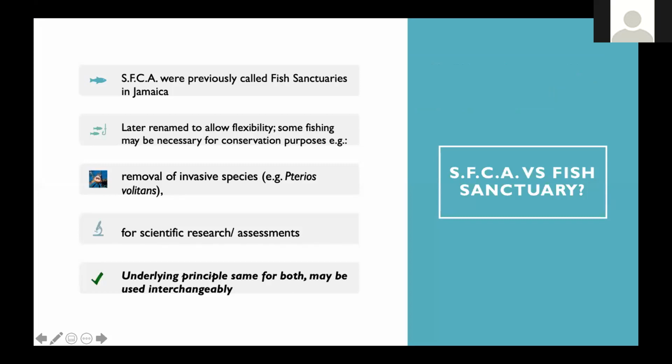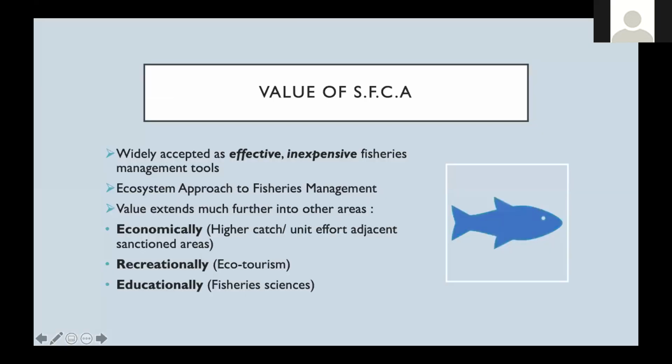So just for a quick clarification, special fishery conservation areas were previously called fish sanctuaries in Jamaica, and they still are commonly called fish sanctuaries, but they were actually later renamed to allow some flexibility in fishing. That's quote unquote necessary fishing, which was allowed, such as for conservation purposes, the removal of invasive species such as lionfish, for scientific assessments and so on. But the underlying principle is the same for both, and in fact, I may use both names interchangeably throughout this presentation.